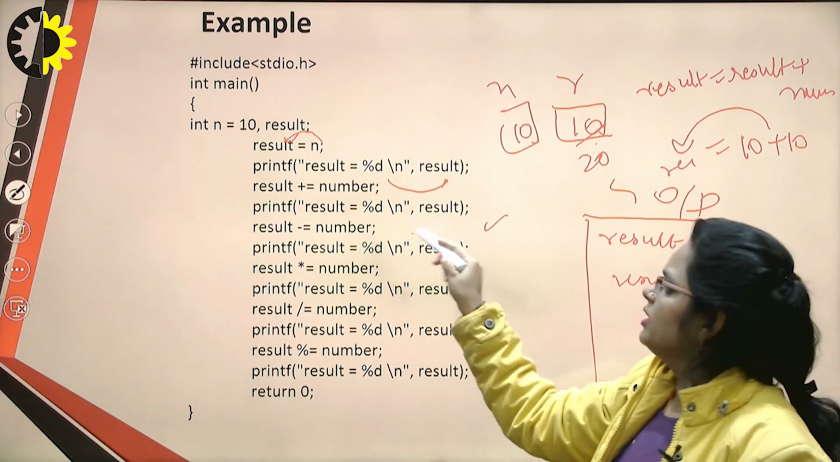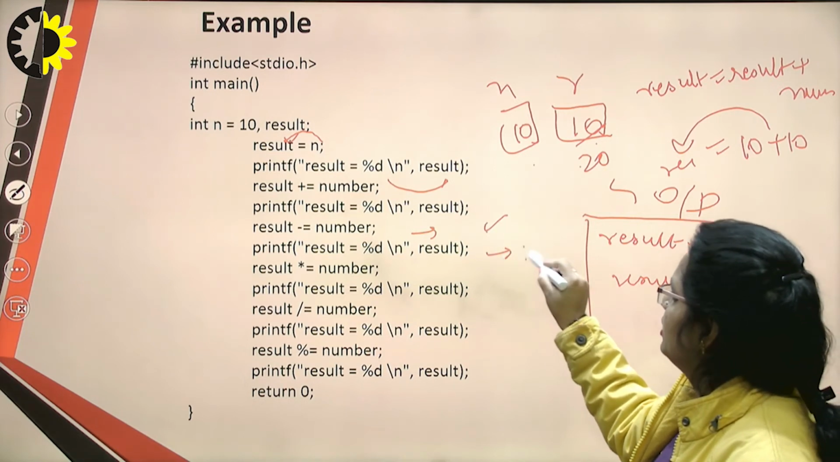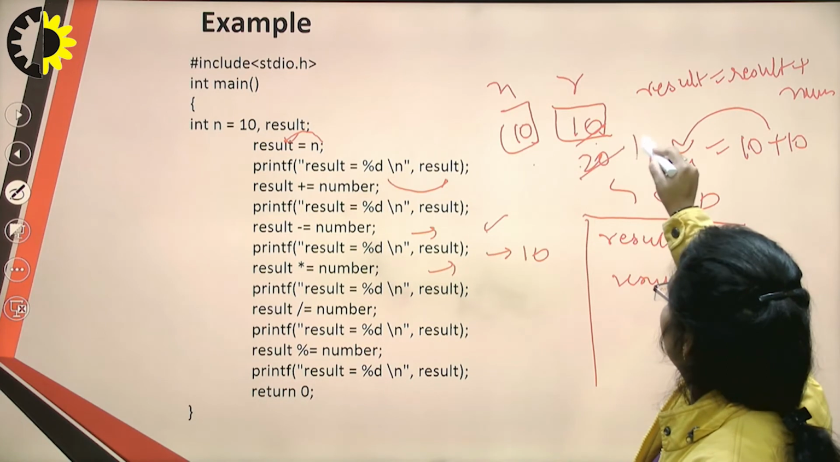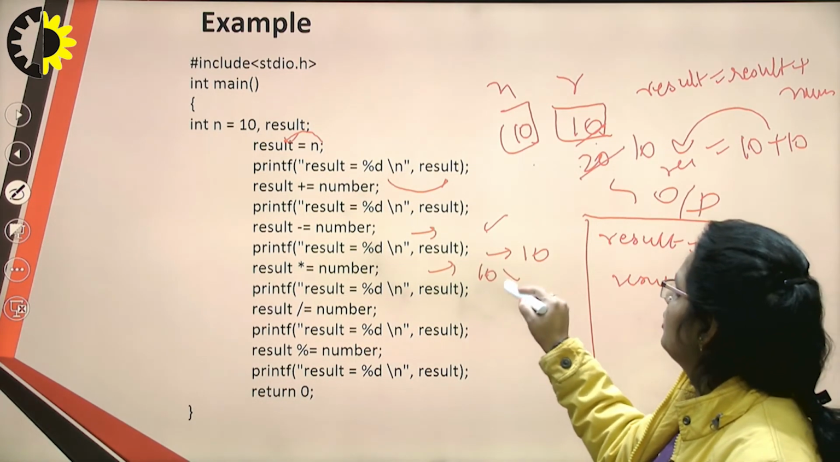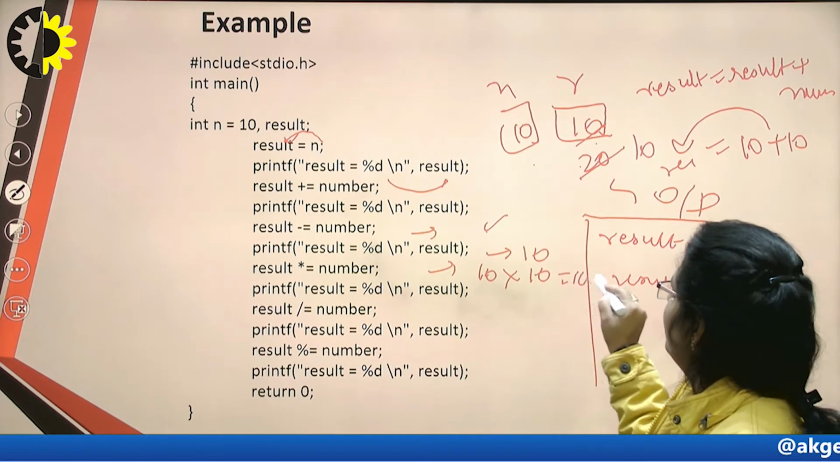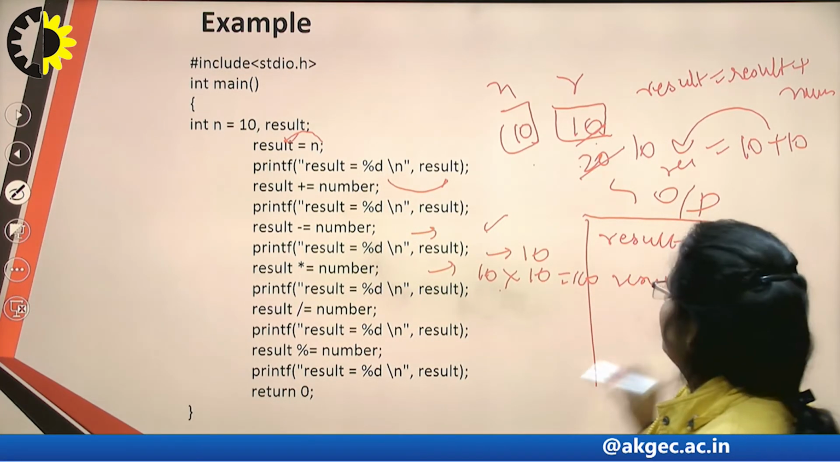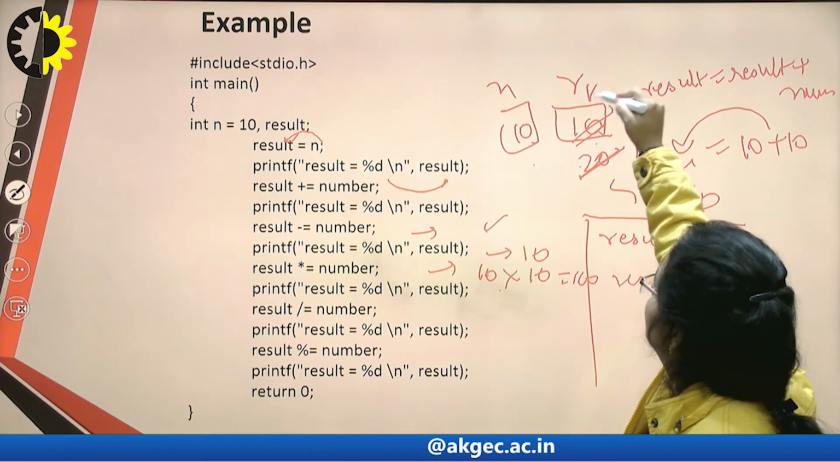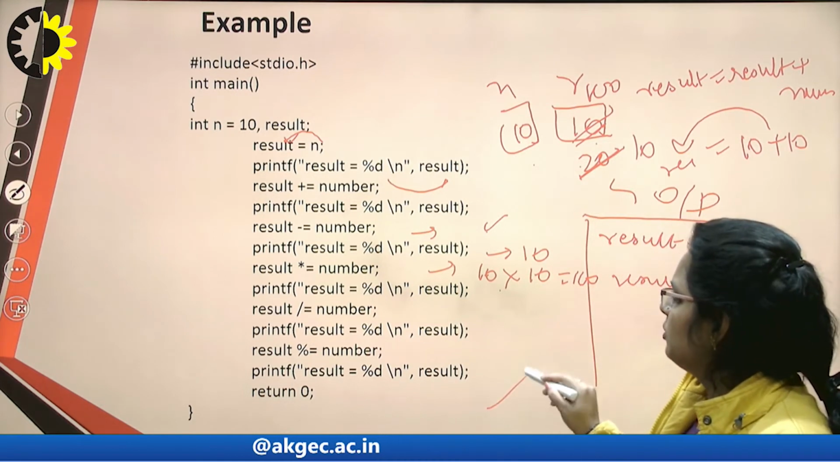Similarly, result equals to result minus number, 20 minus 10. So here it would print 10. Result equals to result into number, so result would have 10 value. Result equals to result into number means 10 into 10, which would be equal to 100. So now again it would print the 100 value, and the 100 is assigned to result. The updated value of result is 100. So this program goes on like this.